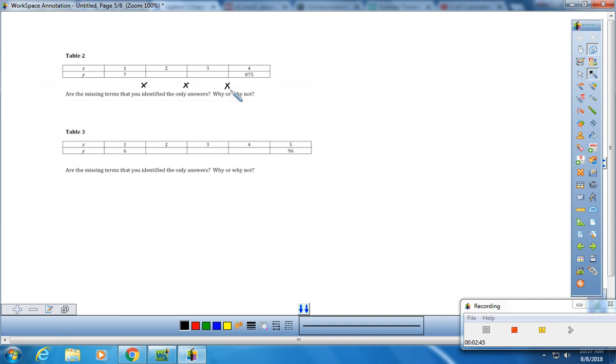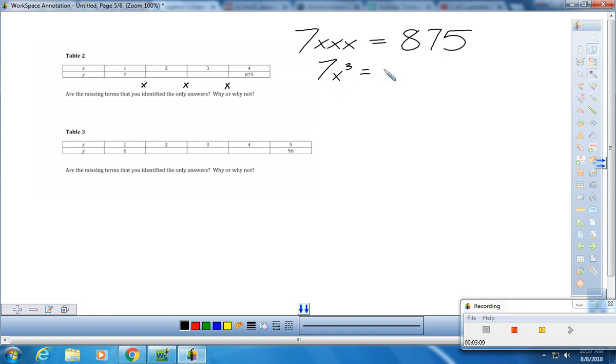So hopefully you watched yesterday's videos and you understand that this is kind of related. How many open spaces are there? 2. How many x's are there? 3. 7 times x times x times x equals 875. Okay, that is 7x cubed is 875. Let's divide each side by 7, and you get x cubed. 875 divided by 7 is 125.